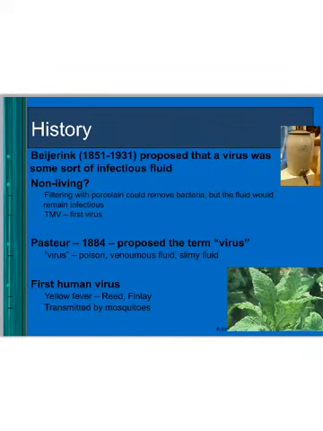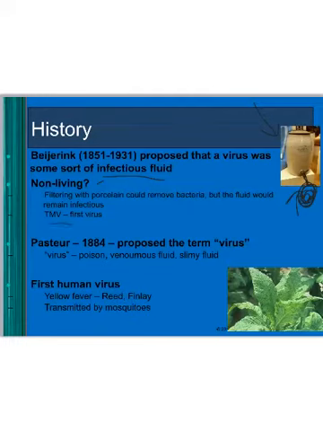Okay, the history of viruses. Beijerinck was one of the first people to propose that a virus was some sort of infectious fluid. They were trying to figure out what was causing certain symptoms, and they had a ceramic filter that looked like this that would filter out bacteria. But the liquid that they got out of it still caused disease in plants. So they figured it had to be something smaller than bacteria causing the problem. They said it must be non-living, but it's an infectious fluid. So how can that be?